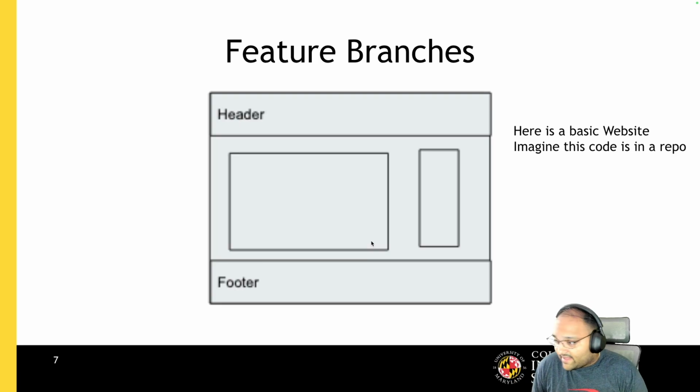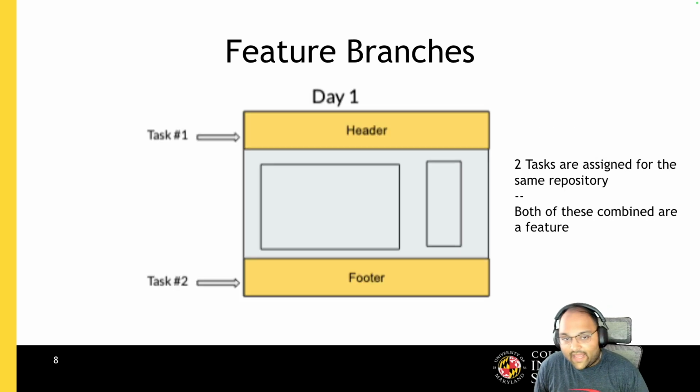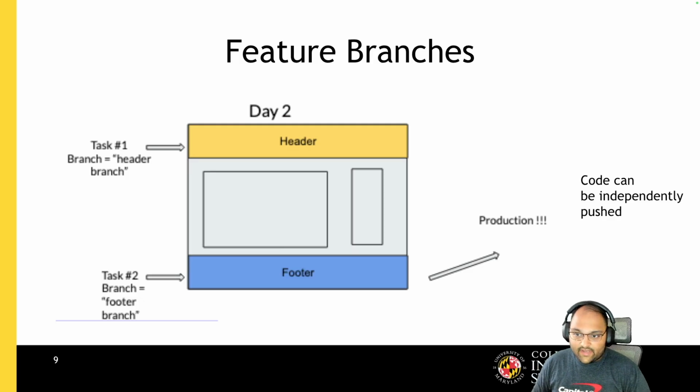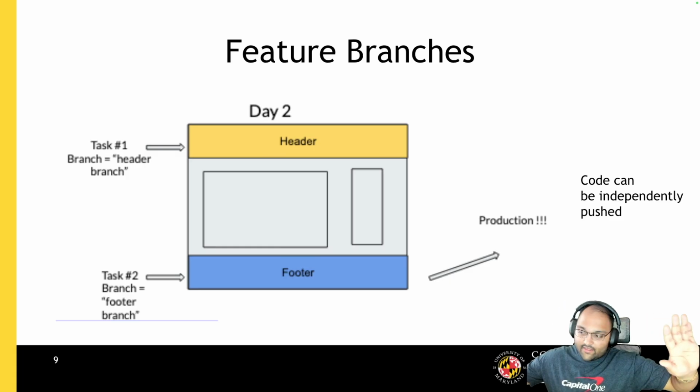All right, so let's take an example of what could be a feature branch. Well, let's take a look at a very basic website. So we have a header, we have a footer, we have a body. And imagine that this code is in a repo. So now day one comes and we assign 2 tasks. So I say, hey, Jim, go work on header and Alice, go work on footer. Now, both of these are just 2 tasks. But what we can do here is say, hey, Jim, you're working on the header. Alice, you're working on the footer.